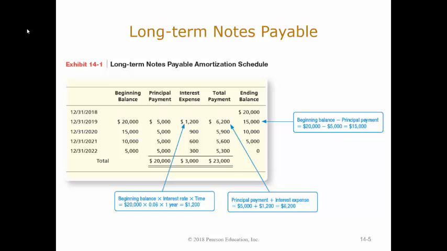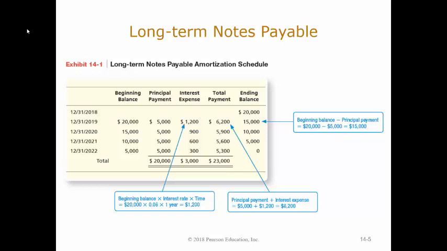During 2020, we're going to begin with $15,000 in debt on the books. Again, the ending balance from the prior period becomes the beginning balance during the current period. They're going to make a $5,000 principal payment on this next payment, plus they're going to pay 6% interest again. Well, 6% interest of their beginning balance. So $15,000, which was the beginning balance in 2020, times 0.06, and then times 1 because it's an annual payment, comes out to be $900.